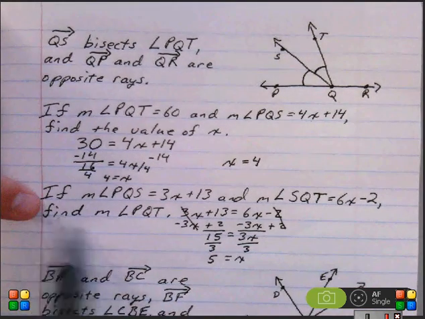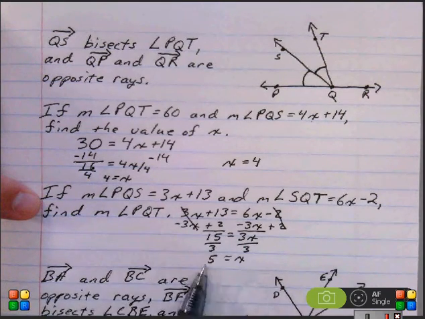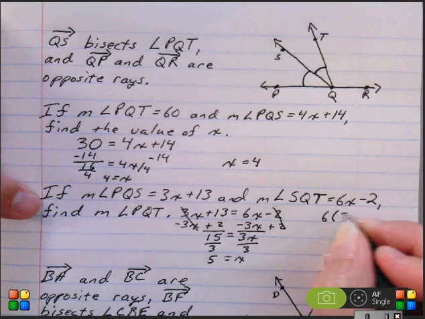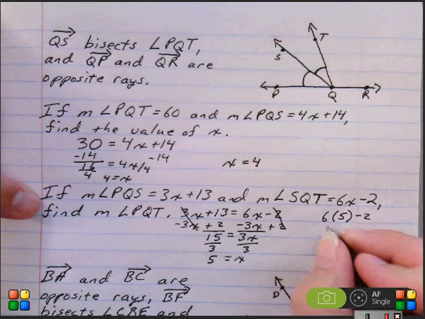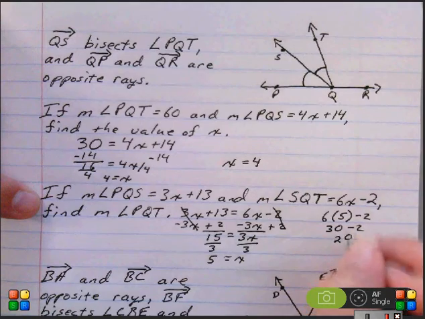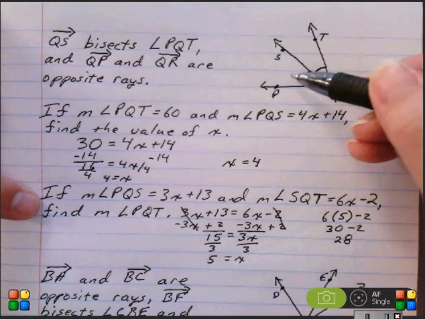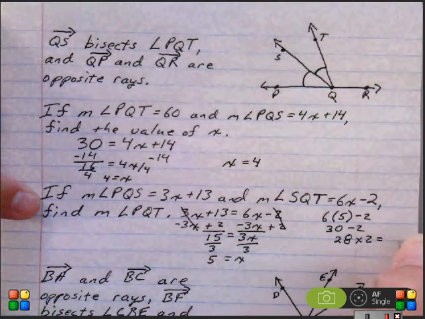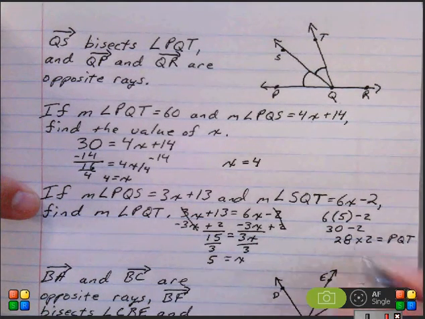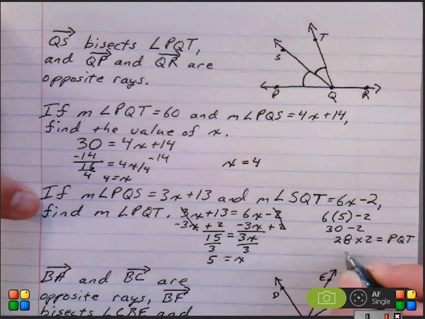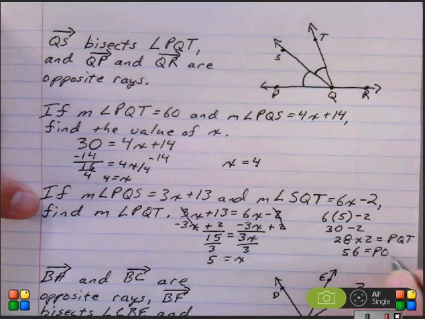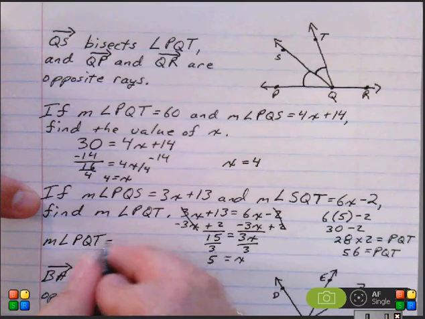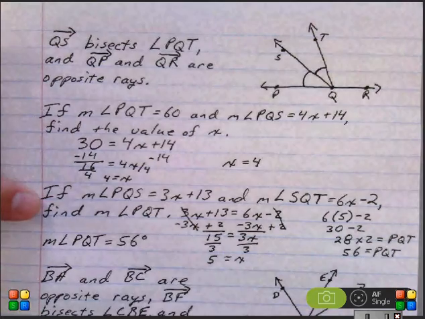But they didn't ask me for x. They asked me to find the measure of PQT. So that means I'm going to plug x back into one of these. So I'm going to plug it into this one over here. 6 times 5 minus 2, I get 30 minus 2, so I have 28. Now that is SQT. That's only half of it. So I have to take that times 2, which will give me my PQT. So I actually have 56 equals PQT. So I'm just going to come over here and put the measure of angle PQT equals 56 degrees. Great.